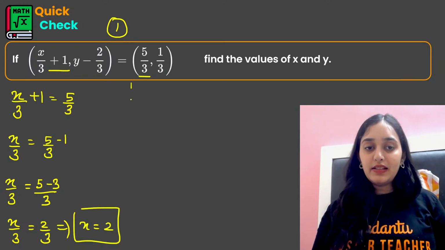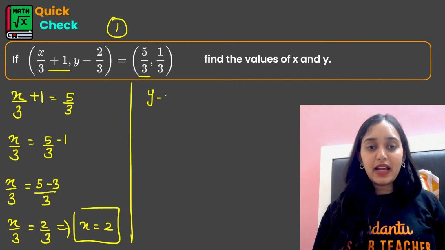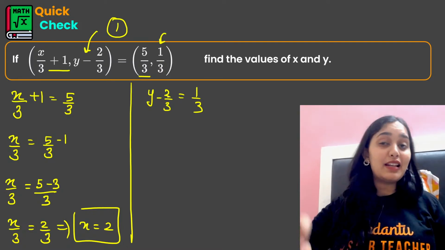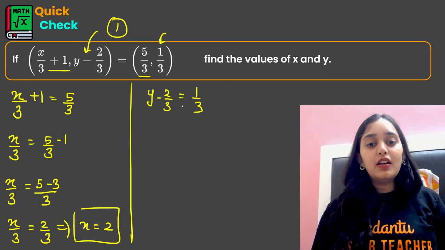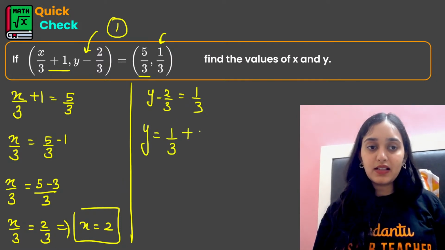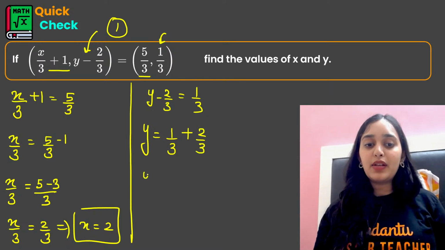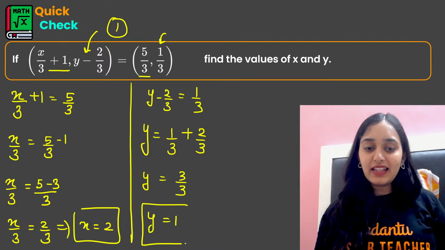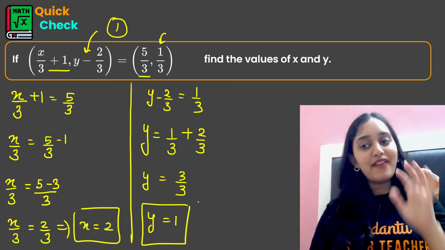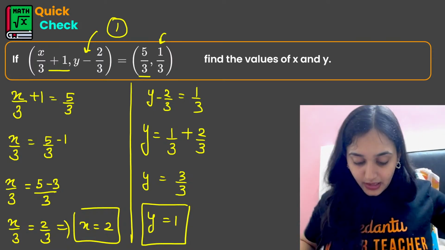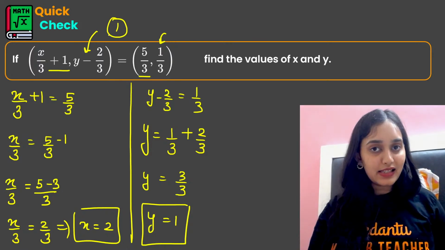Answer number 1. Similarly, y minus 2 by 3 is 1 by 3, the second element of the first ordered pair equated with the corresponding second element. So y is 1 by 3 plus 2 by 3, which is 3 by 3. That means y is equal to 1. Like this, I have simply got my x and y values because I know that if the ordered pairs are equal, their corresponding first elements and second elements are the same.